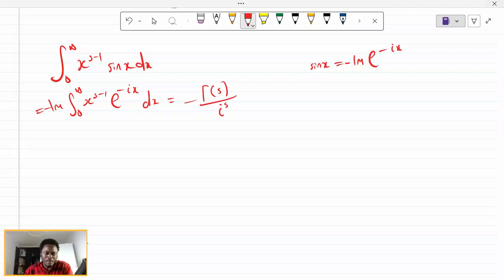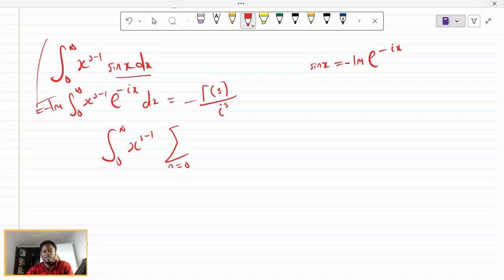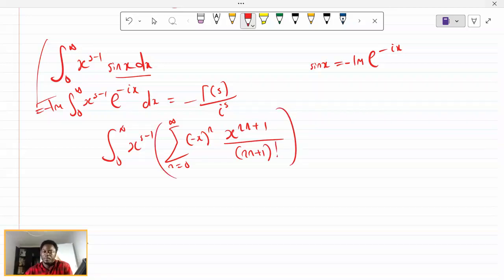So here for this problem, we're going to need this expansion of sine. So this is the integral from 0 to infinity of x to the s minus 1. We all know that the expansion runs from n equals 0 to infinity of negative 1 to the n, then you have x to the 2n plus 1 all divided by 2n plus 1 factorial, dx.